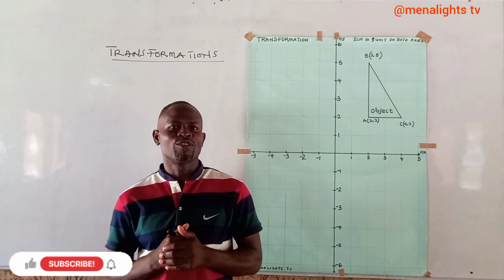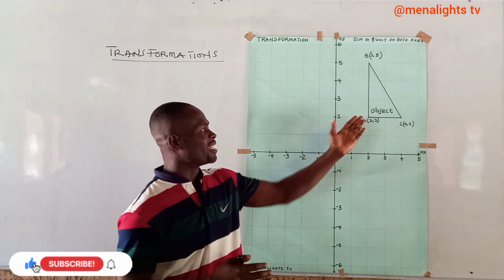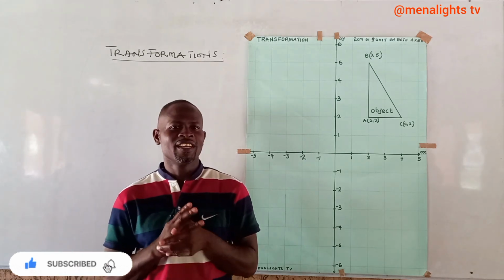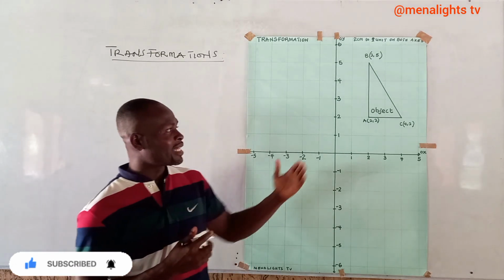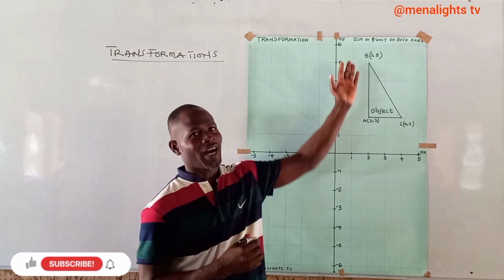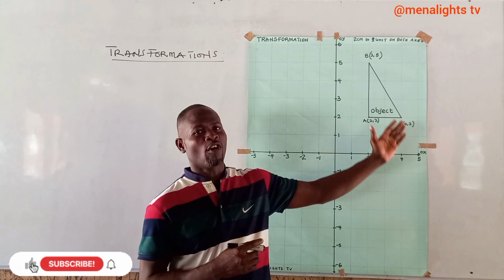Under this topic, we look at reflection, rotation, and the types of enlargement, enlargement by a scale factor. This morning we are going to take this object and rotate it, reflect it, and then translate it by a given vector. The object has A, which is (2, 2), B, which is (2, 5), and C, which is (4, 2).